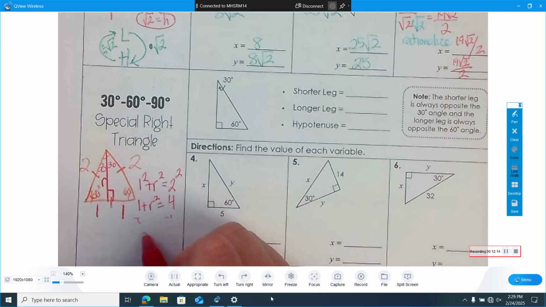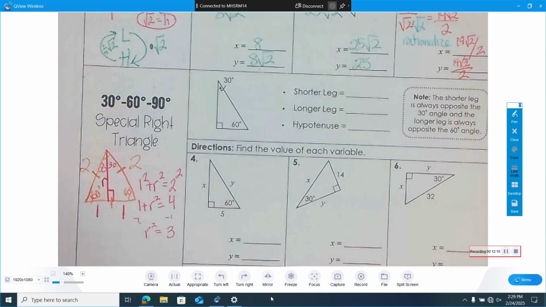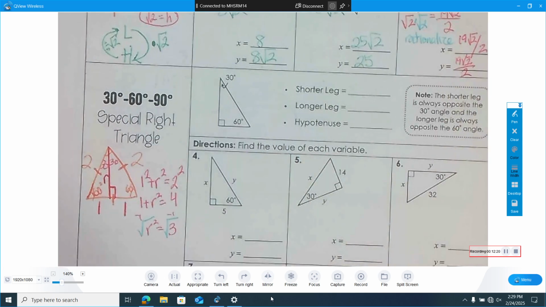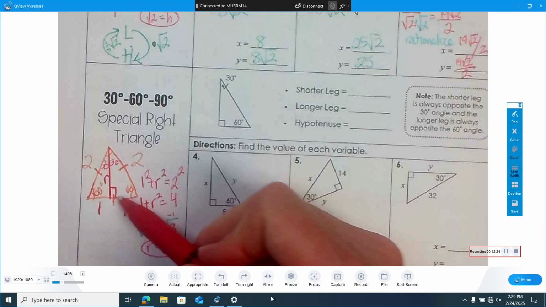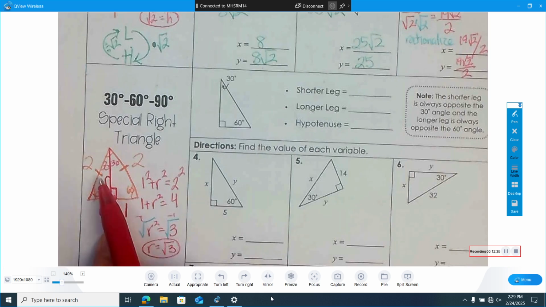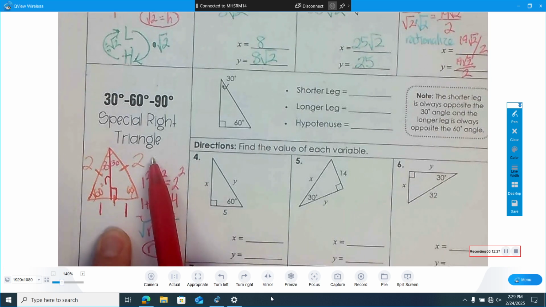Subtract 1, good. So we get r squared equals 3. And then how do I get r by itself? Square root both sides, very good. And so you get r equals radical 3. Ladies and gentlemen, the length of that longer leg is radical 3. And so in this 30, 60, 90 triangle, we have side lengths of 1, radical 3, 2.